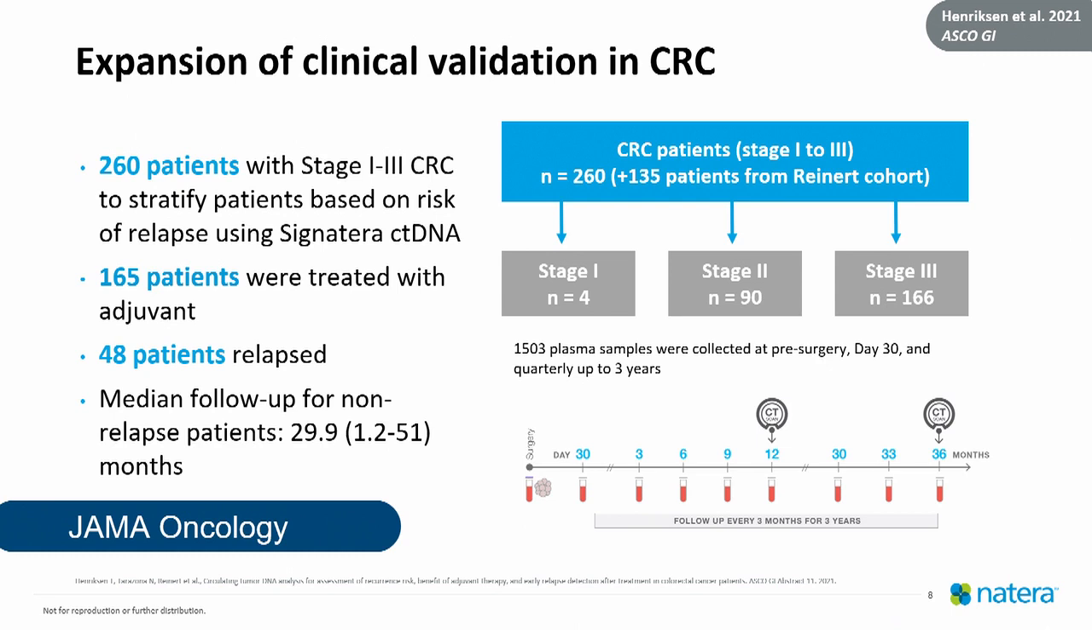And this has now been expanded to an additional few hundred patients. And really the question being asked in these validation studies is, for patients with early stage 2 or 3 colorectal cancer that's been adequately treated with surgery, if we detect ctDNA in these patients after surgery or during additional follow-up, what happens to those patients with adequate follow-up?